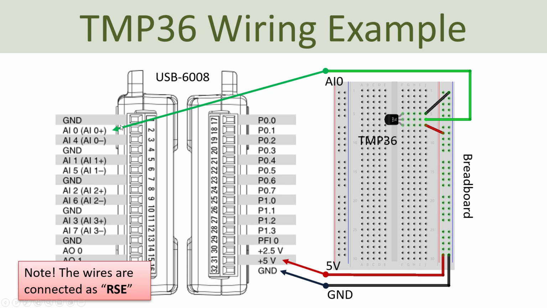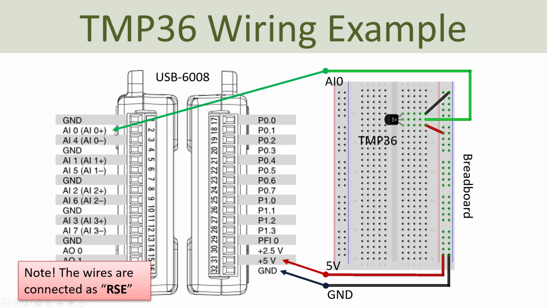And compared to the previous example, the battery indicator example, here I have used reference single-ended wiring. So in the previous example we used both analog input 0 plus and minus. Plus was on the positive battery pole, and minus was on the negative battery pole. But in this example we are only using the analog input 0 plus connector.